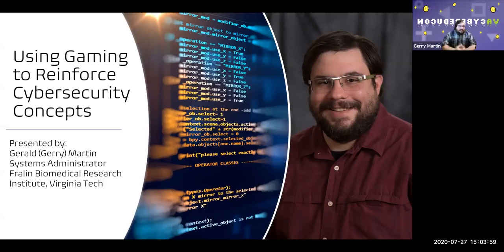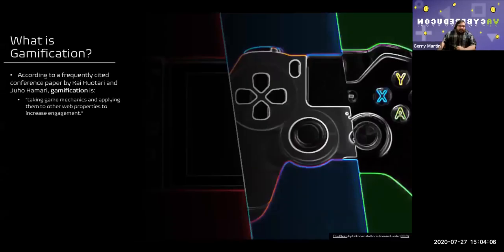Again, this topic is using gaming to reinforce cybersecurity concepts. When I'm talking about gaming, in this case, I'm referring to gamification, not just using actual games, but taking game mechanics and applying them to other things that don't necessarily have a gaming component to them. The paper that I was reading over to give me this idea, by Hamari and colleagues, was using the original definition of gamification, which was taking game mechanics and applying them to web properties to increase engagement.